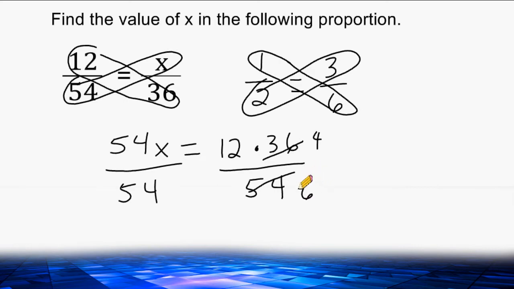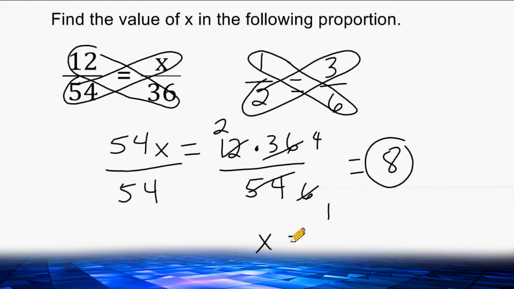Now what I can do is take this 6 and cancel it with this 12. 6 goes into itself once, and 6 goes into 12 2 times. And whenever you have only a 1 as a denominator, you really can just ignore that denominator and just multiply what you have remaining at the top, which is a 2 and a 4. And 2 times 4 is equal to 8. So we can say that x is equal to 8 in this proportion.